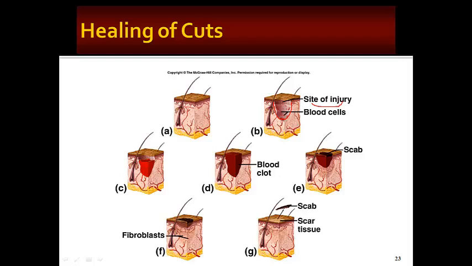Finally, a scab forms. Fibroblasts finish their jobs by continuing building the dermal layer, and the scab falls off. And now a different pattern emerges that looks like scar tissue. So it's a different pattern of what the epidermis looks like.